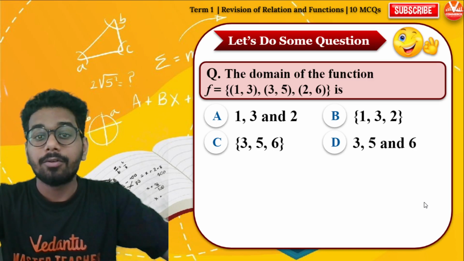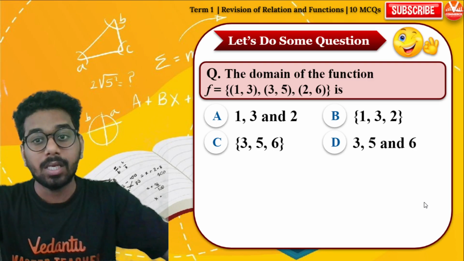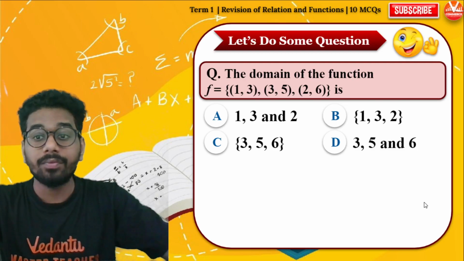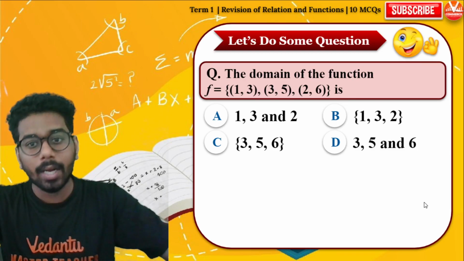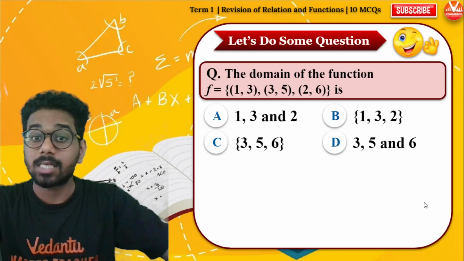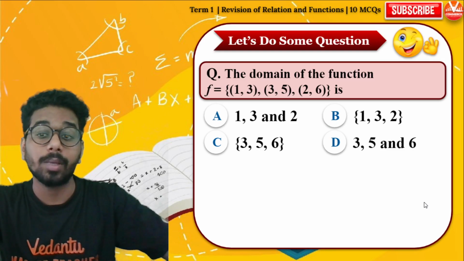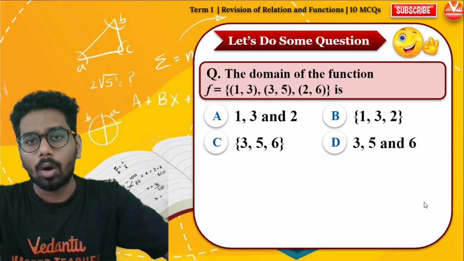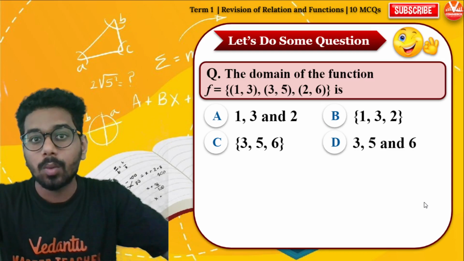So 1 from here, 3 from here, 2 from here. So 1, 3, 2. If we look at the options, option C and option D do not satisfy, but option A and option B are having 1, 3, 2. Now what will be the answer? On what basis will you decide?